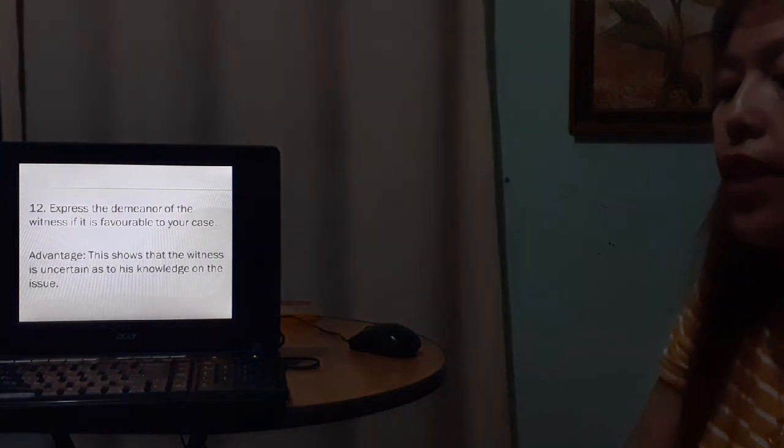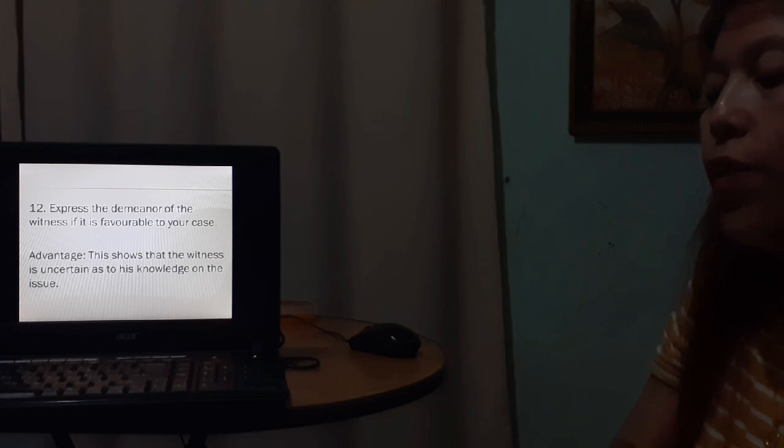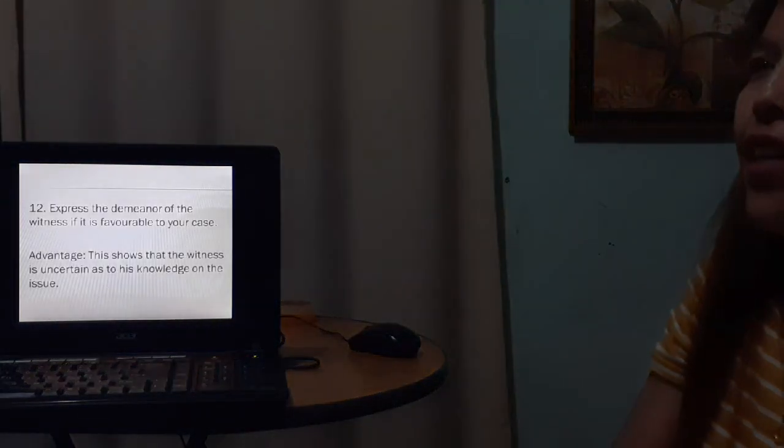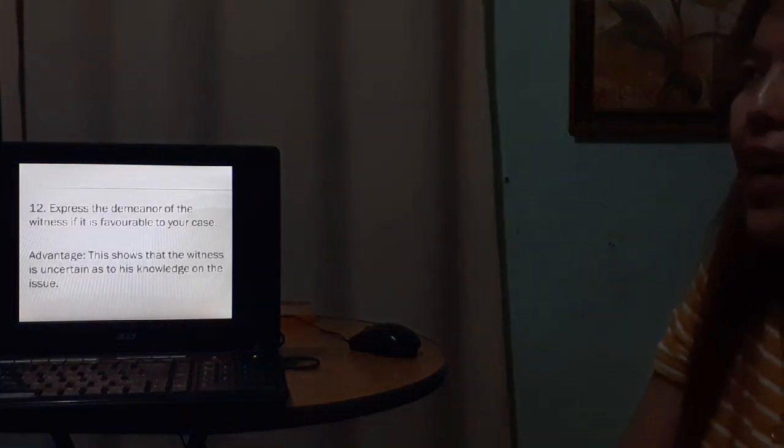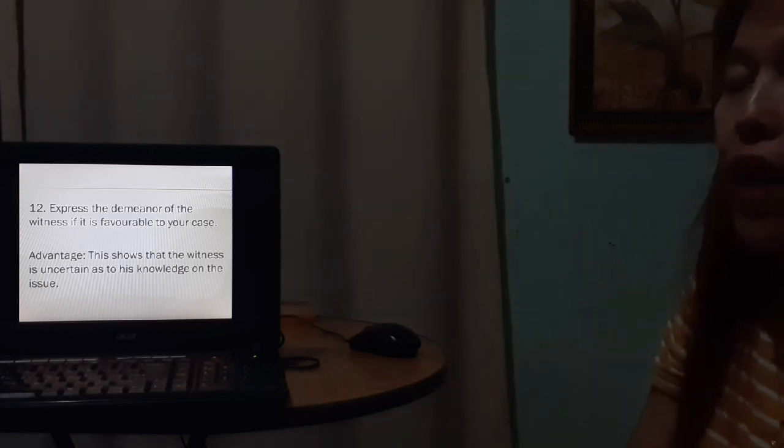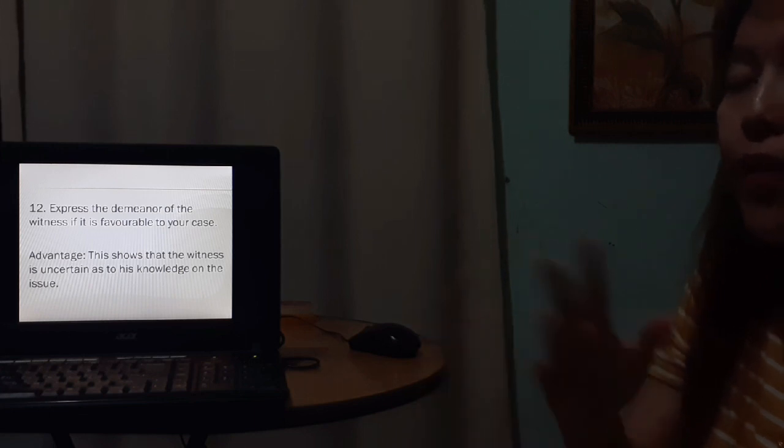One of the lawyers that I saw in a video said that when you cross-examine a witness, do not be too overconfident. As much as possible, before you cross-examine your witness, practice cross-examining at home. Look at yourself in the mirror and practice cross-examining. You are allowed to bring your copy with you, but make sure that you are familiar with everything.